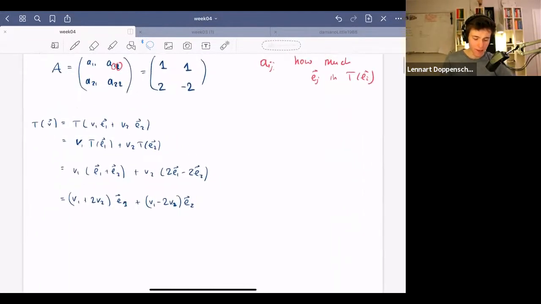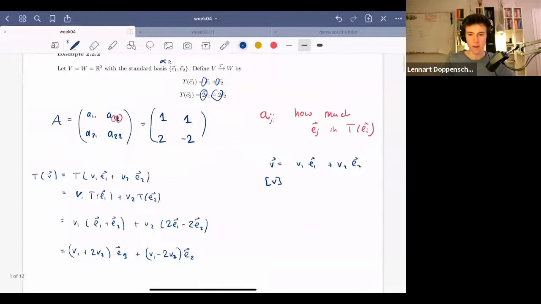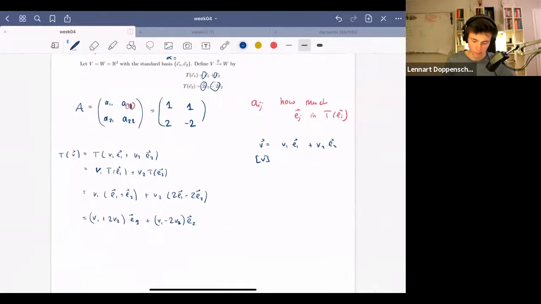Now, if V can be written as V1 E1 plus V2 E2, then this means that the coordinate vector, let me call this alpha, the coordinate vector of V in this basis is V1, V2.